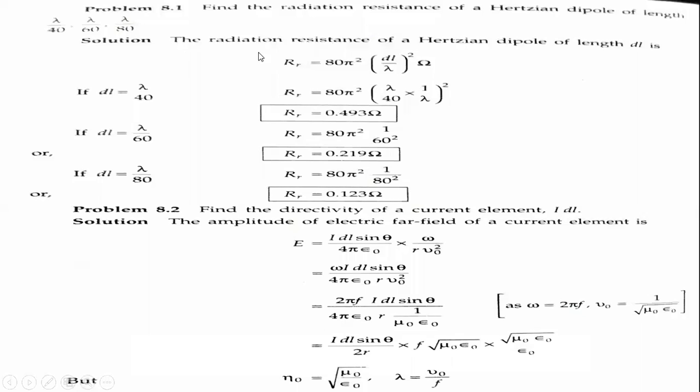Find the radiation resistance of a Hertzian dipole of length lambda by 4, lambda by 60 and lambda by 80. In the theoretical part, we have studied the Hertzian dipole, and how we can write the expression for finding the electric as well as the magnetic field by considering the dipole in the Hertzian expression. So the dipole we have already studied.